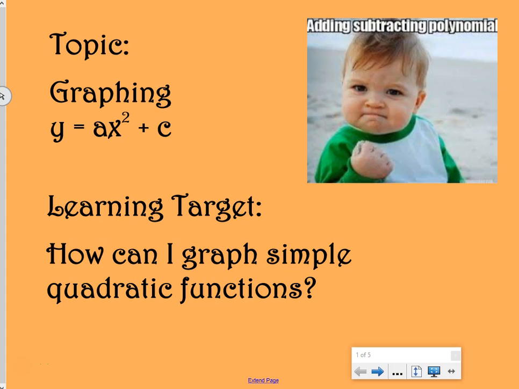Today our topic is graphing y equals ax squared plus c. So our learning target is how can I graph simple quadratic functions.